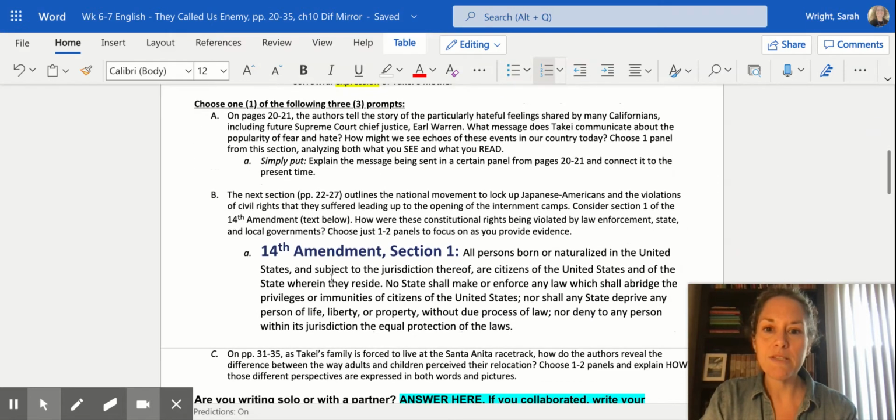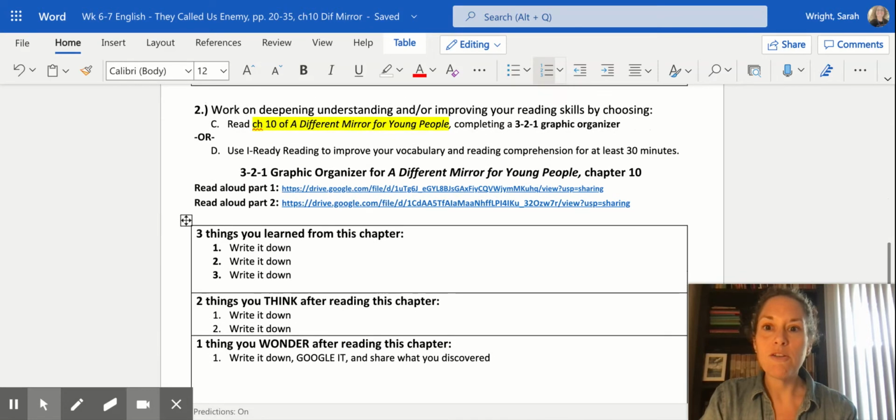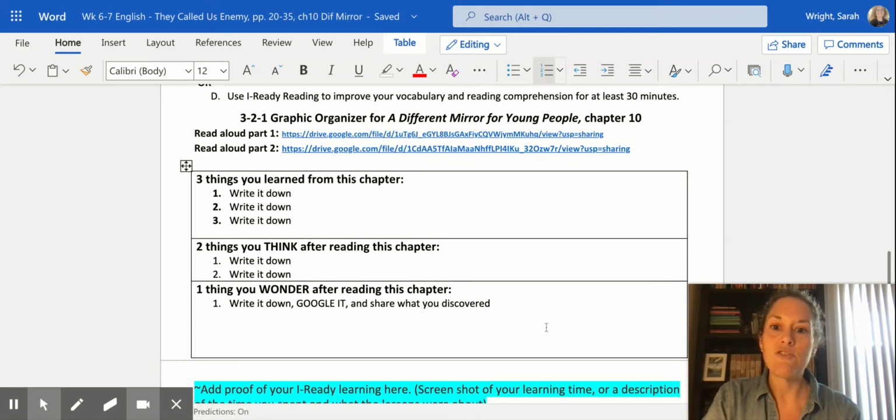We'll get to the prompts in just a moment. Those are the 3 prompts, and I'll explain them. But part 2, pretty straightforward, almost exactly the same as last week. The difference is you're reading chapter 10. Last week it was chapter 9. If you do that, you're going to fill out this little 3-2-1 graphic organizer.